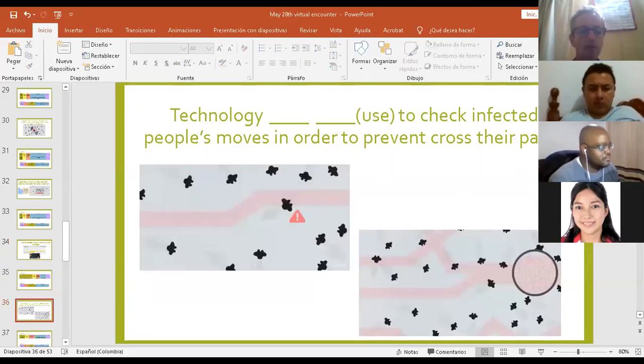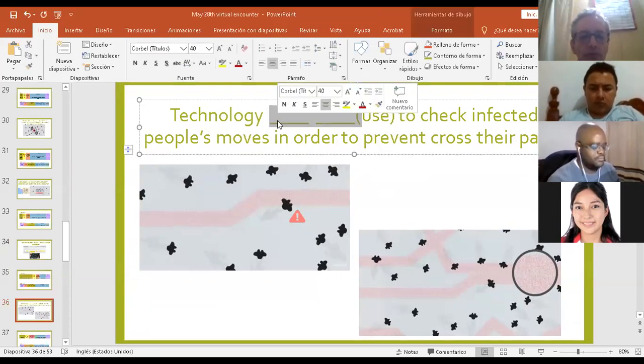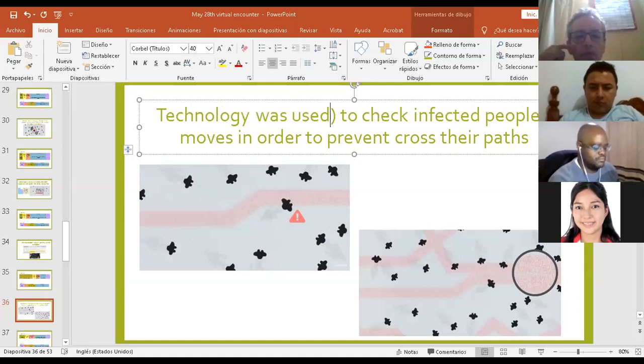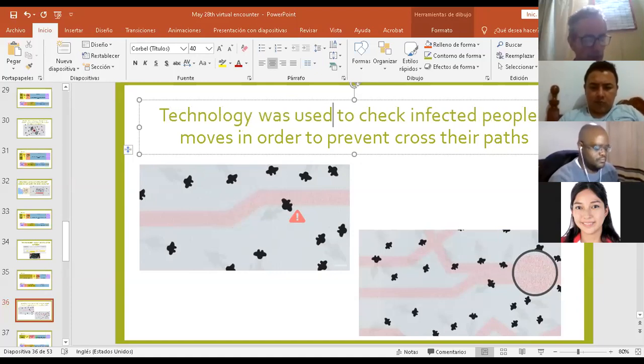Okay, next one, Juan Pablo. Technology was used to check infected people's moves in order to prevent cross their paths. Moves, moves. Okay. We don't know who used the technology. In the sentence, we don't mention that.